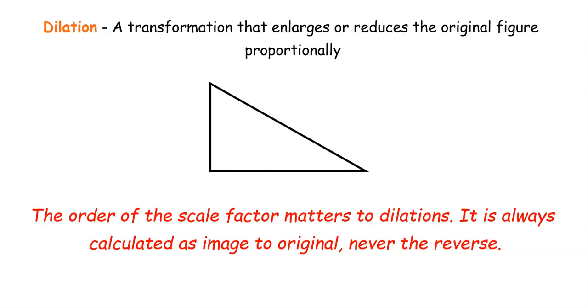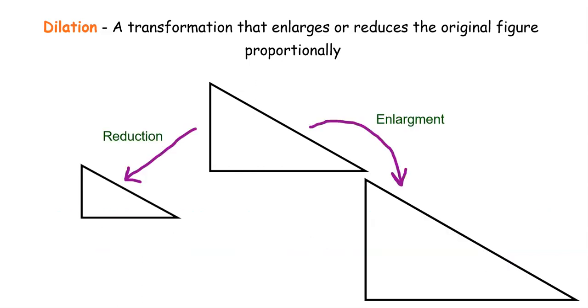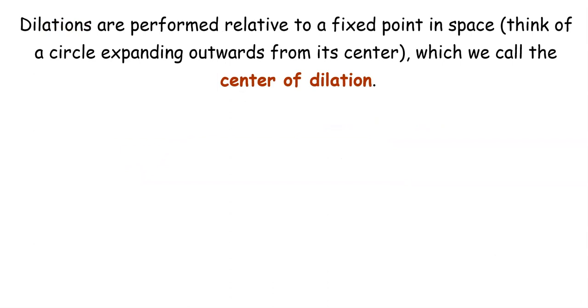Again, a dilation that makes the image smaller than the original is called a reduction, and a dilation that makes the image larger than the original is called an enlargement. Another thing we can talk about with a dilation is the center of dilation. When we're talking about dilations on a plane, whether it is a coordinate plane or a blank plane, they are always performed relative to a fixed point in space. You can think about it as the center of a circle, as that circle expands outwards from its center, getting bigger and bigger if the center never changes. We call this point the center of dilation.